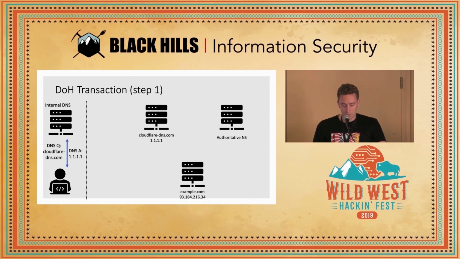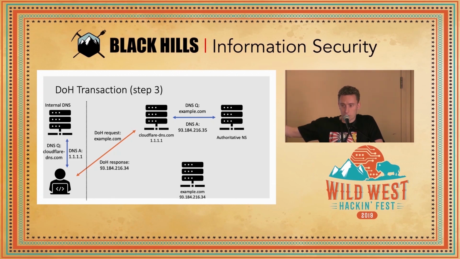So this is a basic idea of how the transaction works. The first thing you have to do is bootstrap. So you're going to see a query to either cloudflare-dns.com, dns.google, or a couple of the other providers, so that you can get the IP address. Then you'll see a DNS over HTTP request out to cloudflare-dns.com. That's going to be over SSL. So if you're not decrypting that, all you're going to see is SSL to cloudflare-dns.com.